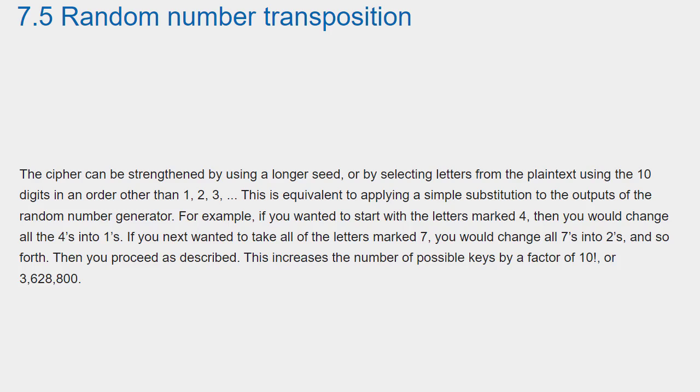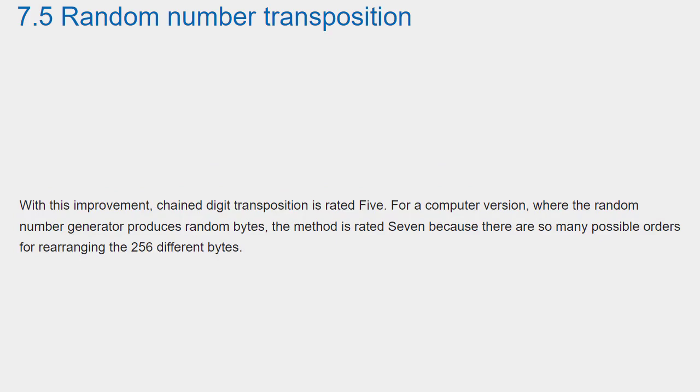This increases the number of possible keys by a factor of 10 factorial, or 3,628,800. With this improvement, chained digit transposition is rated 5. For a computer version, where the random number generator produces random bytes, the method is rated 7 because there are so many possible orders for rearranging the 256 different bytes.